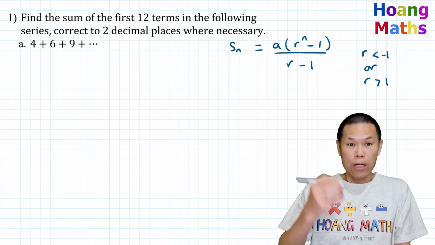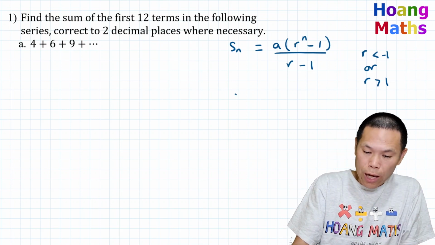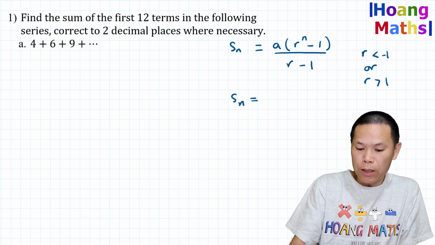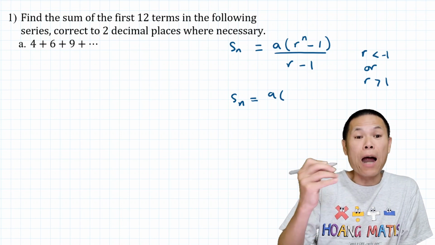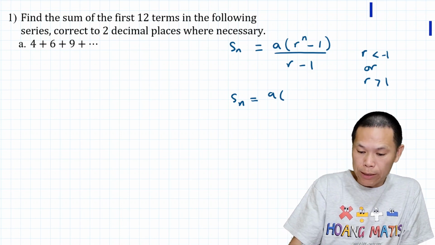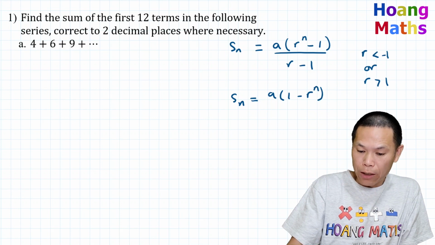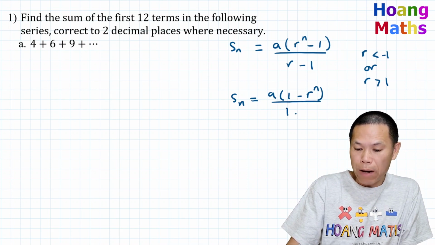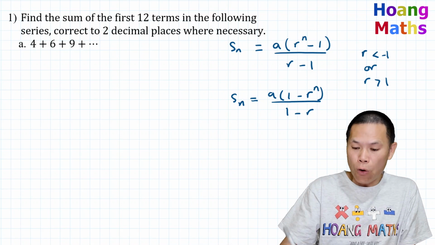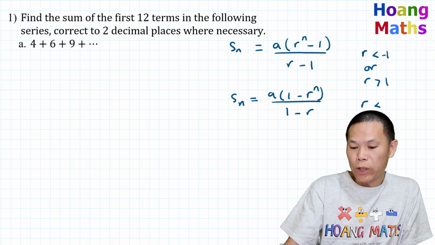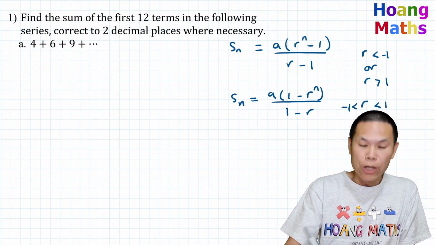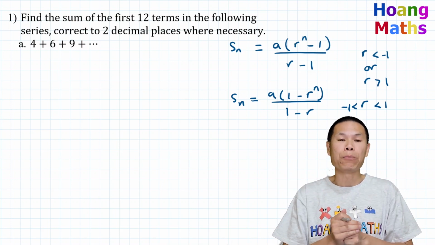Keep that in mind. Otherwise, S of n will give me a, instead of r power of n minus 1, is actually 1 minus r power of n, and over 1 minus r. And this is for r between 1 and -1. So please keep that in mind for me.